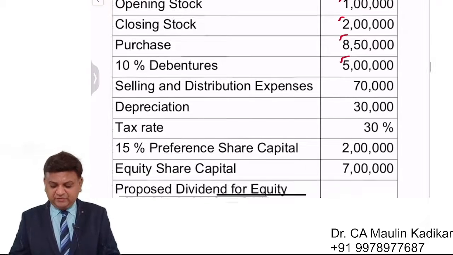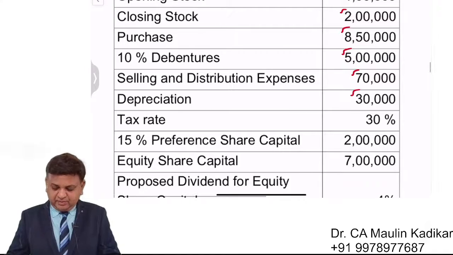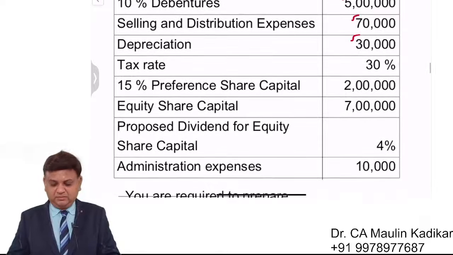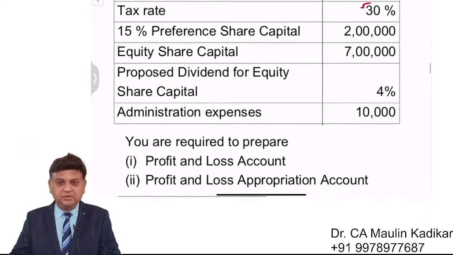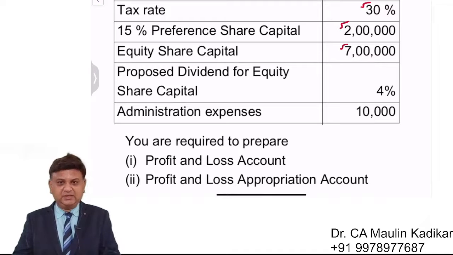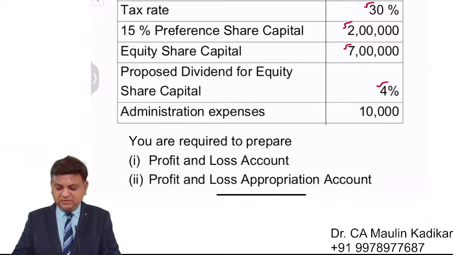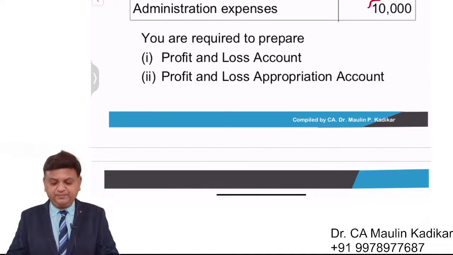10% debentures is of 5 lakhs. Selling and distribution expenses 70,000. Amount of depreciation is 30,000. Income tax rate is 30%. 15% preference share capital is 2 lakhs. Equity share capital is 7 lakhs. Proposed dividend for equity share capital is 4%. There is an administration expenses of 10,000.